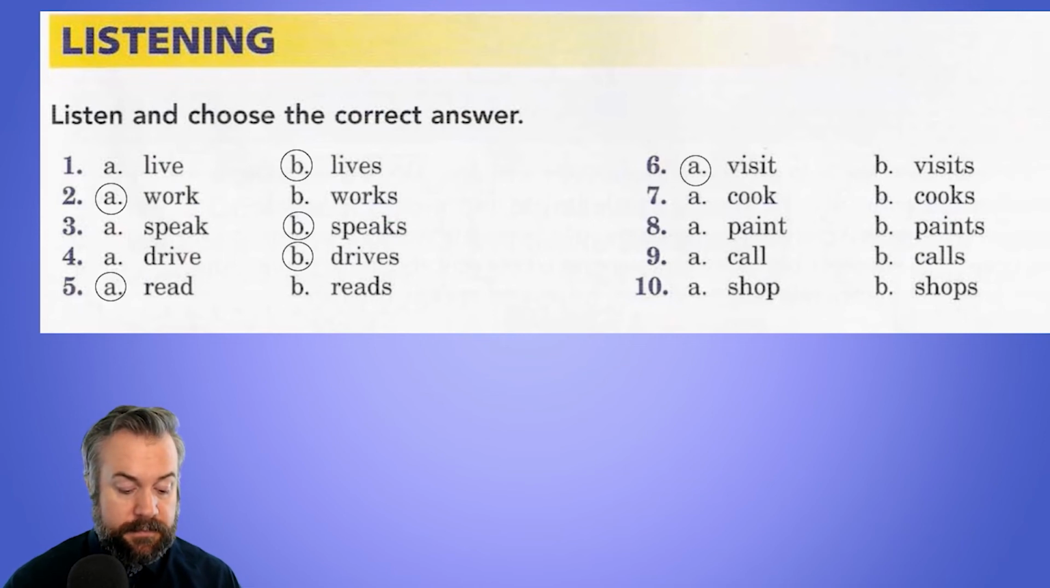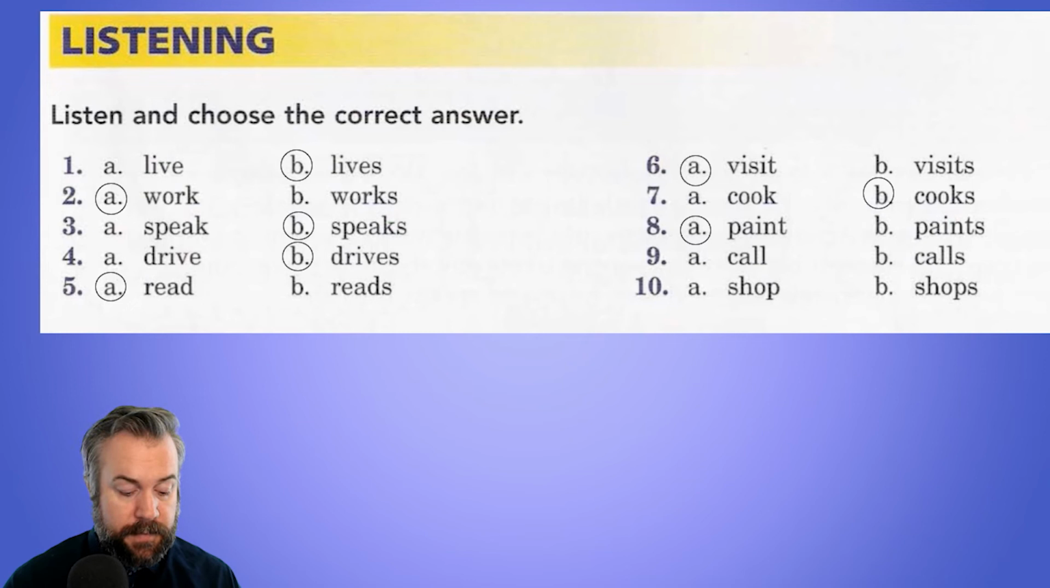Number 7. Charlie cooks in a Greek restaurant. Charlie cooks in a Greek restaurant. The answer is B. Cooks. He cooks. Number 8. My brother and I paint houses. My brother and I paint houses. The answer is A. We paint.